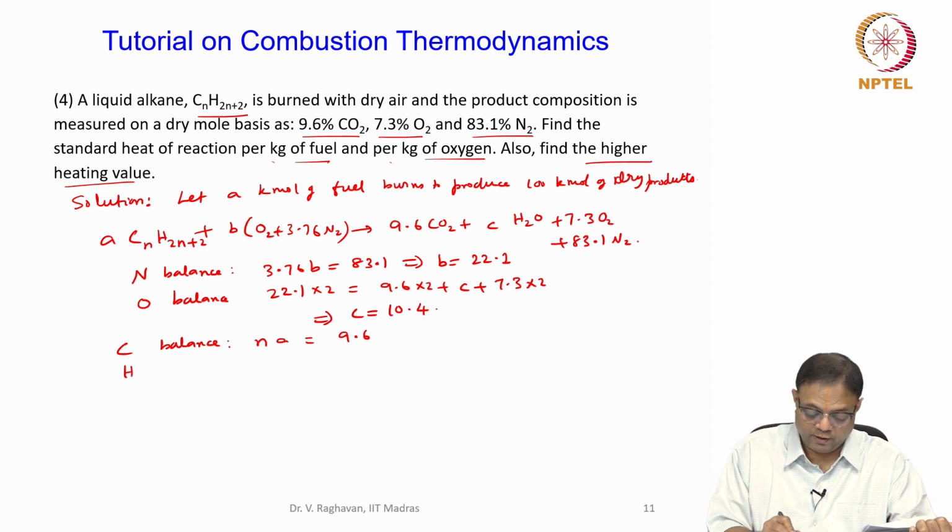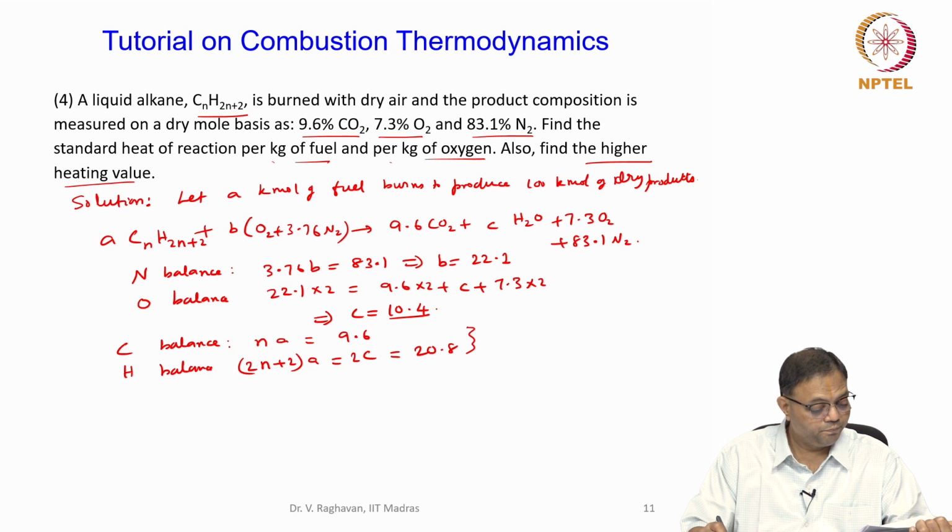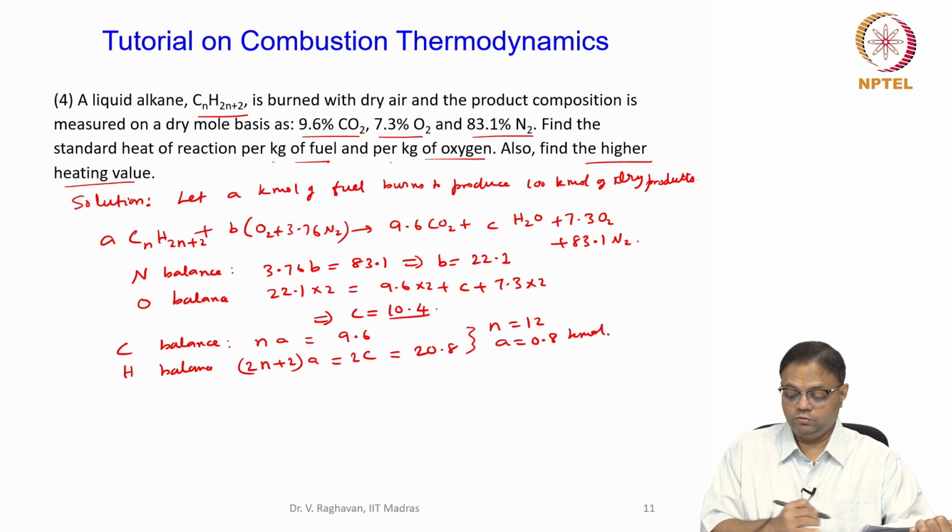Then for the H balance, (2n plus 2) times A will be equal to C into 2, so 2 times C, correct? So that is equal to 20.8, since C is 10.4. So there are two equations here. I can substitute nA equal to 9.6. So solving, I will get the values of n equal to 12 and A equal to 0.8 kilomole.